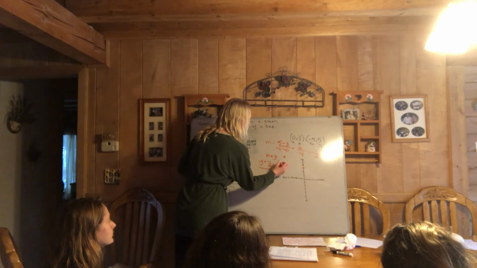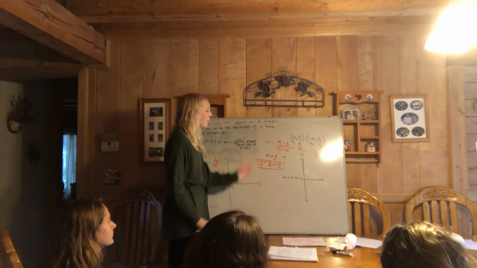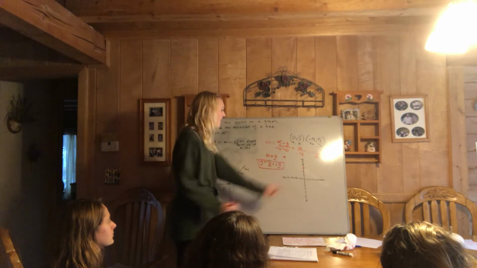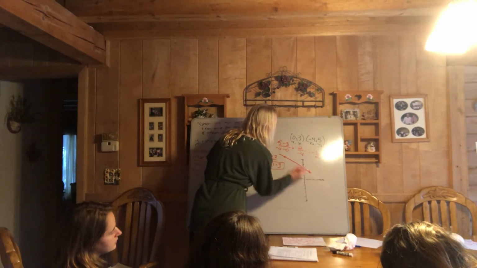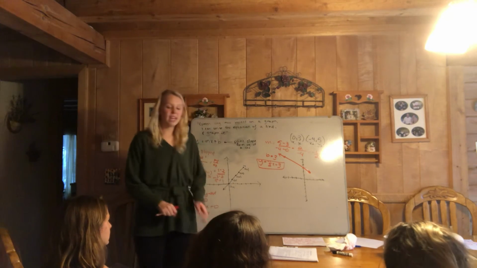So this is the equation of our line, and then to graph it, we're just going to take the 2 points that it's given and then connect them, and this is how we graph our line. Does anybody have any questions?